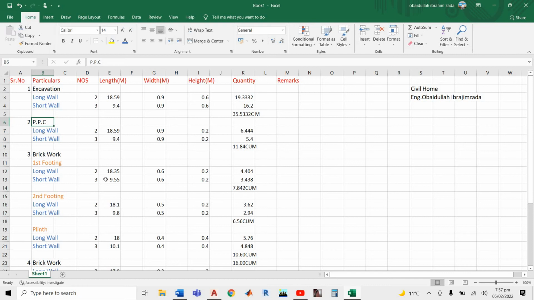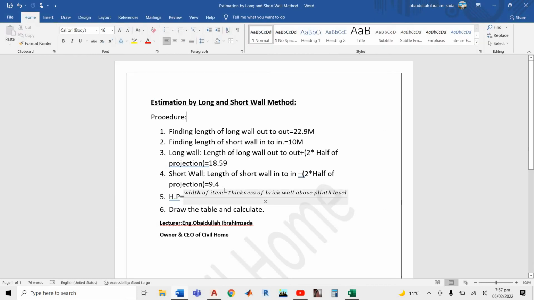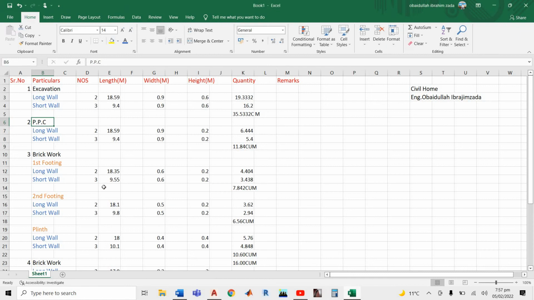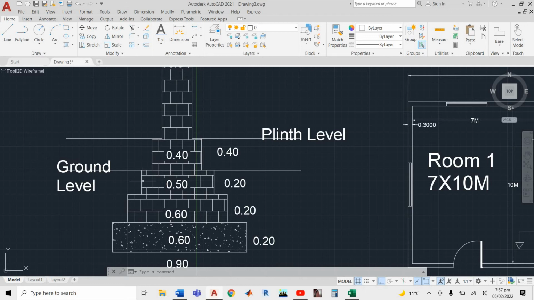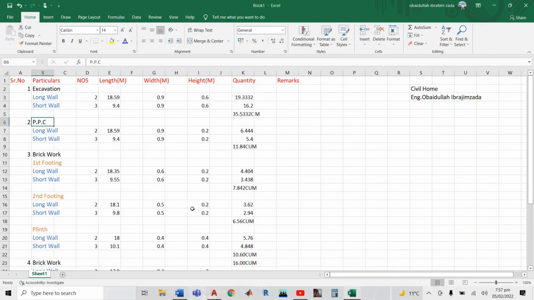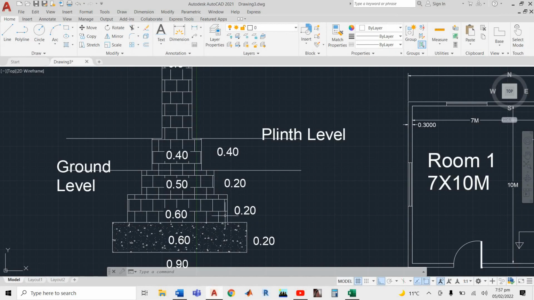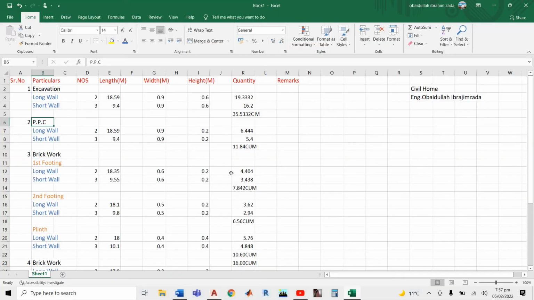18.35. And also for short wall, you have to calculate half of projection, weight of the item 0.6 minus 0.3 divided by 2. Then multiply with 2 and minus length of short wall into it. It means minus 10, and it will become how much? It will become 9.55. Weight 0.6 for Z footing, and then 0.2 height, and then you have to multiply, it become 3.438. You have to sum, you get this.